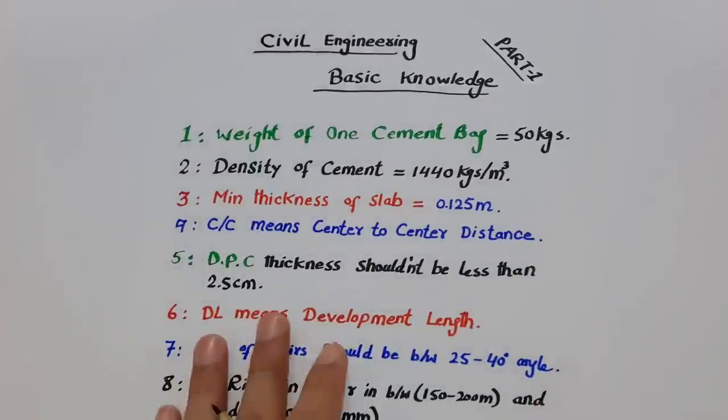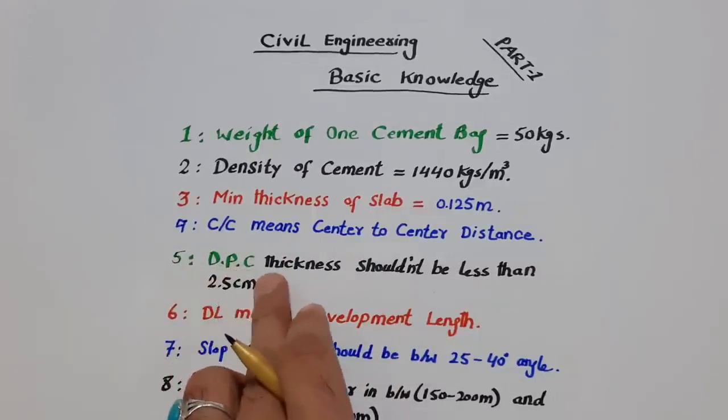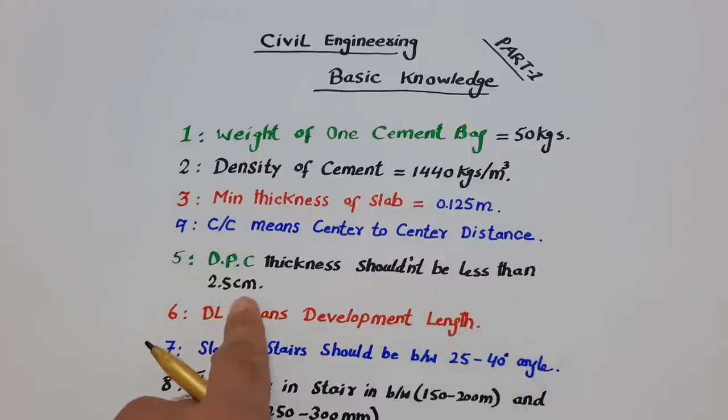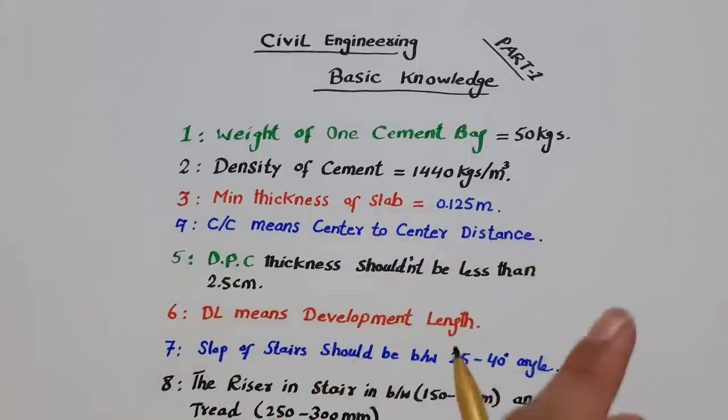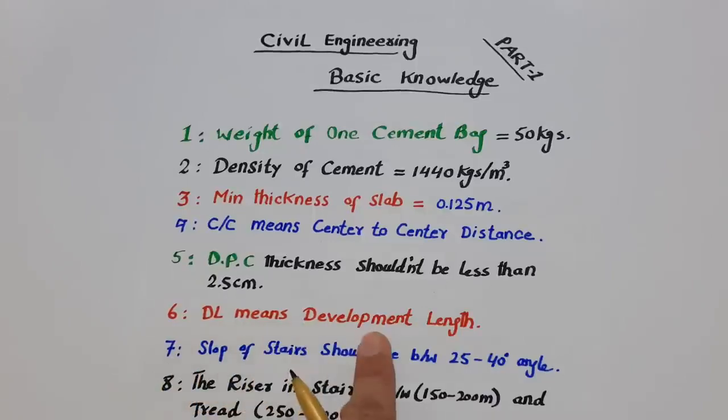Okay, next one, guys, you can see thickness of DPC, damp proof course, which should not be less than 2.5 centimeter or 1 inch.